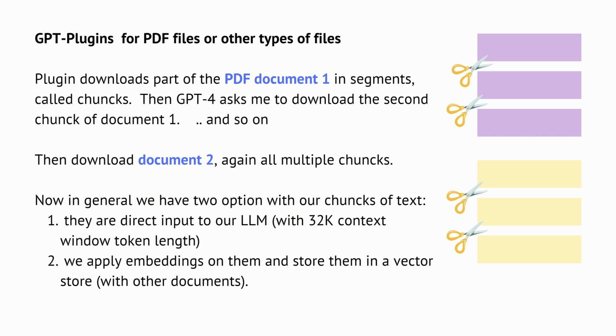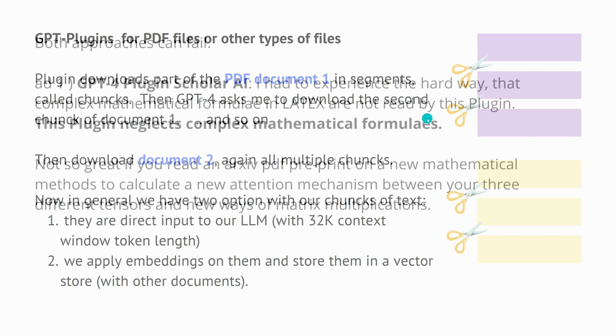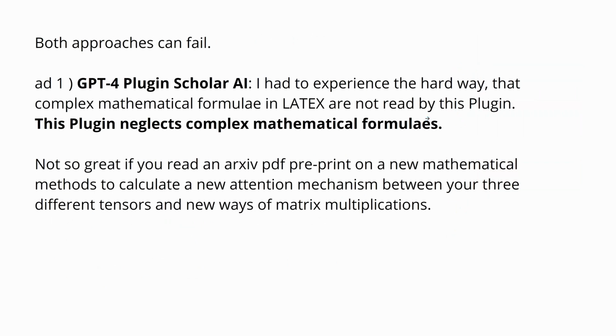So we apply embeddings on those chunks of copied text from our PDF file, and we store those vector embeddings in a vector store. Maybe some other documents are in the vector store too, but a vector store is just a database where we have converted everything to vectors so we can perform the mathematical operation of cosine similarity. Great. Both approaches can theoretically fail.